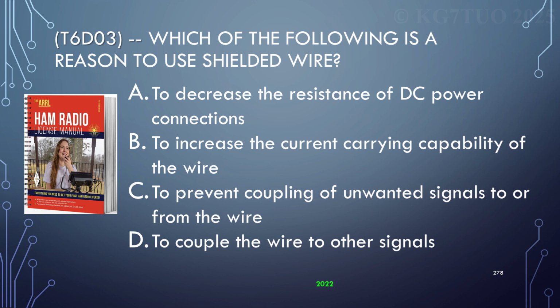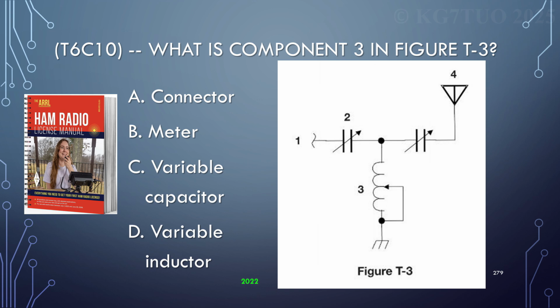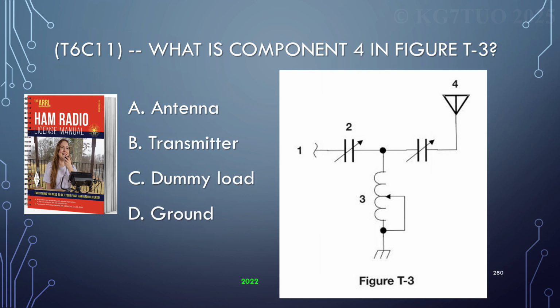Which of the following is a reason to use shielded wire? Charlie. Shielding is to keep unwanted garbage out of our signal. What is component 3 in figure T3? Inductor, and it's an inductor because it's got the curves. Component 4, what is that? That's the antenna. Alpha.